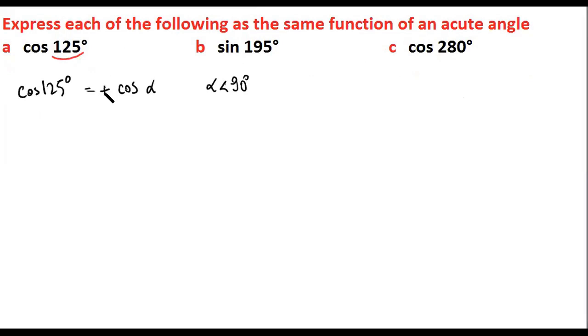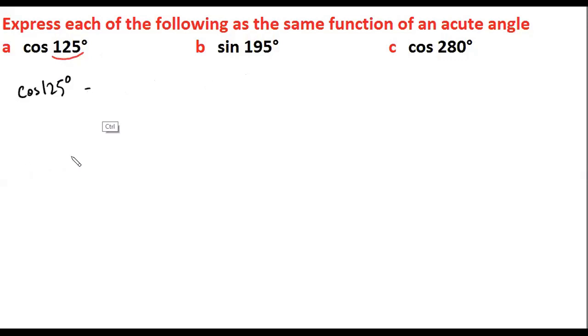So it may be positive or negative. We don't know. We are going to find it out, positive or negative. And it is pretty easy. Just listen carefully. You will see that it's pretty easy. We have to find the reference angle first.